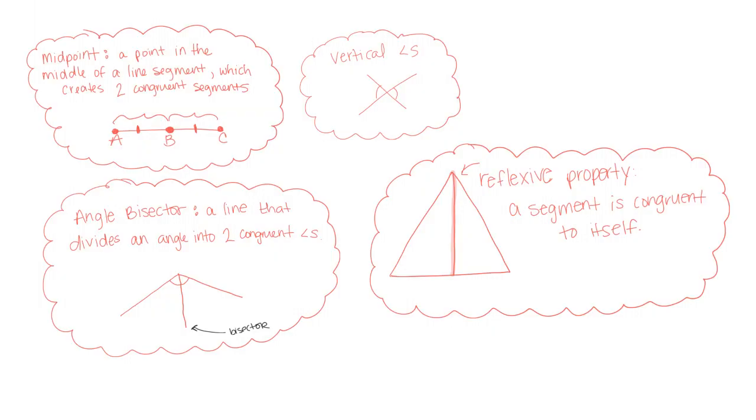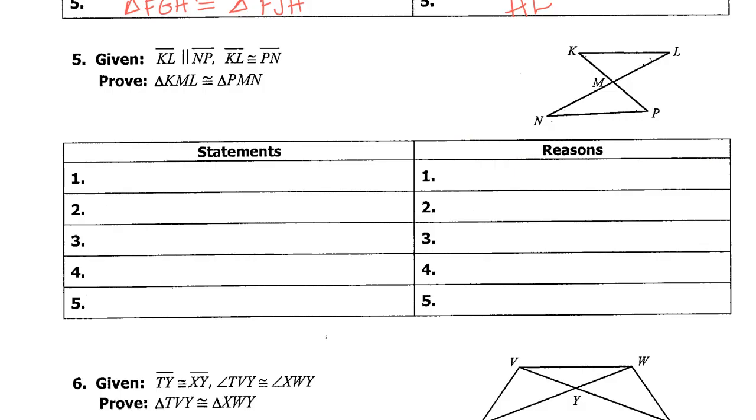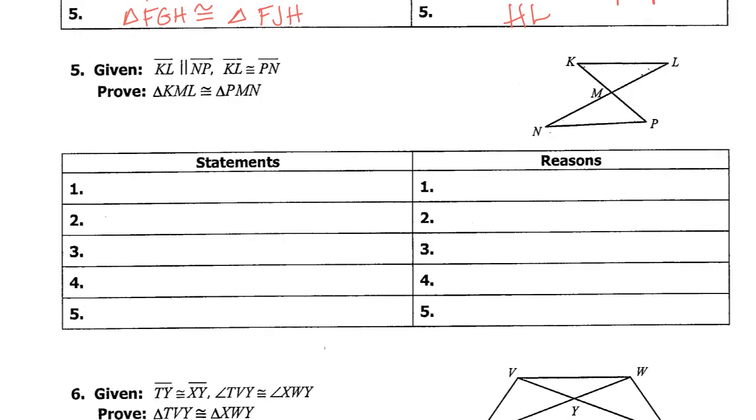So these are all the reasons I have so far as to how you would prove that either sides are congruent or angles are congruent. So you can just pause this if you need a minute to look at it. All right, for number 5, I'm going to go ahead and list those 2 statements that it already gives me.